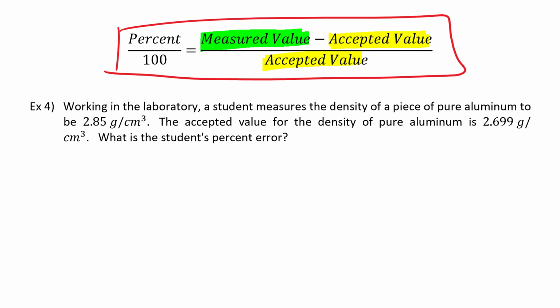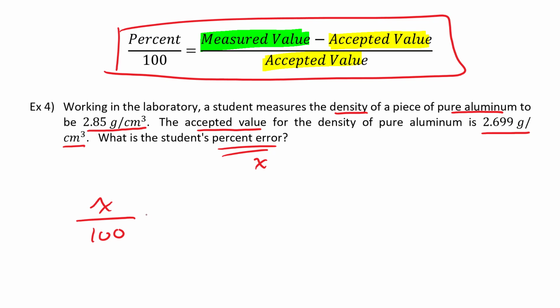Let's try a problem. Working in the laboratory, a student measures the density of a piece of pure aluminum, and they measure it at 2.85 grams per centimeter cubed. From the literature, we know the accepted value should be 26.99 grams per centimeter cubed. What is your percent error? This is my unknown x. X over 100 will give me my percent error. My measured value is right here, and my accepted value is right here. Let's plug those values in.